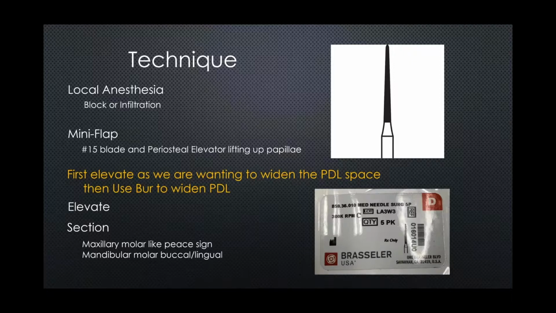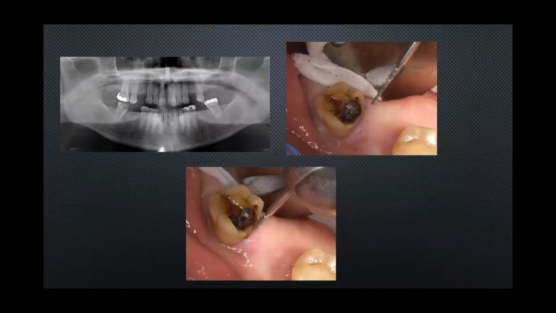Okay, so what do we do? Well, first we can use some elevators. Number two, this is a great burr by Brasseler that we use in our practice, and it's a diamond burr, and it tends to be a very, very thin diamond burr, and we like to use this in the periodontal ligament space. So what we'll do here is pay particular attention to where your anatomy is.